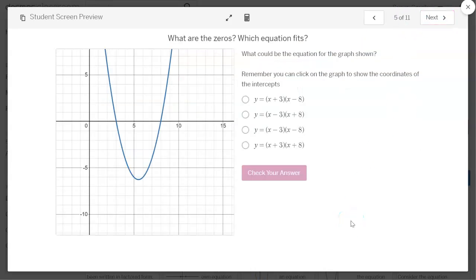And here we have 4 equations. Which one would fit this graph? Now on these, they are able to click on the graph to see what the coordinates of the x-intercepts are, and also the vertex and the y-intercept. Not that they need the vertex this time, but tell them to click on the graph to show the coordinates if they need them, and then to choose the equation that best fits. It will give them feedback.